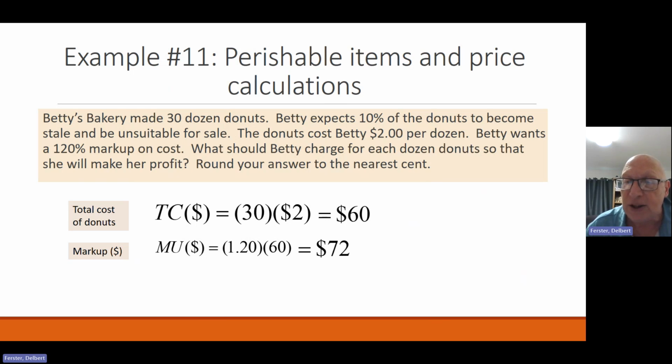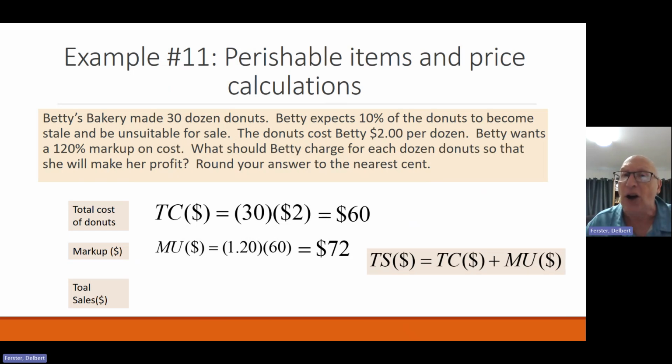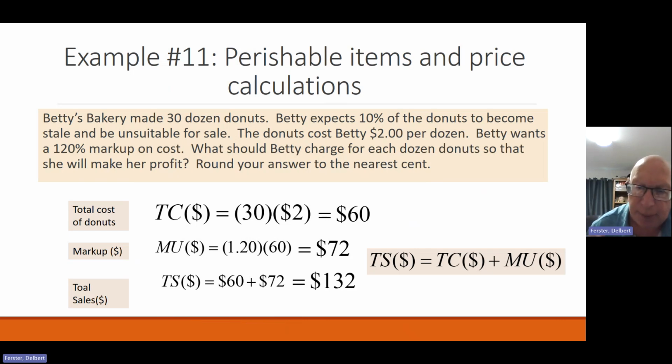So her markup is going to be $72. She's marking up the donuts that cost her $60 to get. She's going to add a $72 markup, and her selling price for the entire block of donuts would be found by simply adding those numbers. Her selling price for the donuts is $132 for those 30 dozen donuts. So if we wanted to say, hey, she's going to sell them all, it's a banging day here at the donut shop, nothing's going to go to waste, we could calculate the price per dozen by simply taking 132 and dividing by the 30.